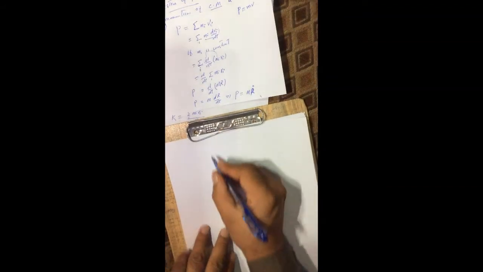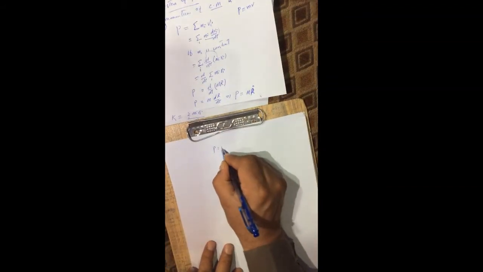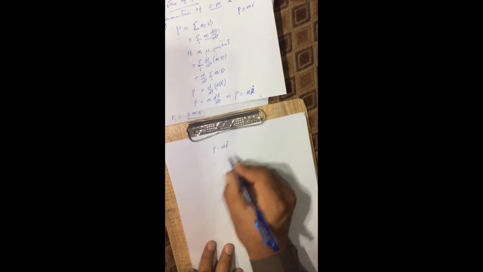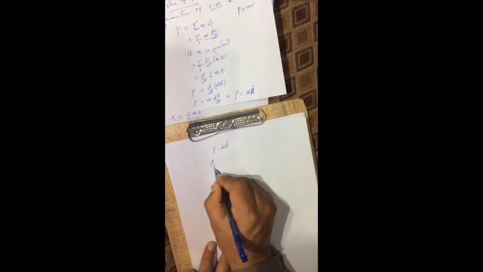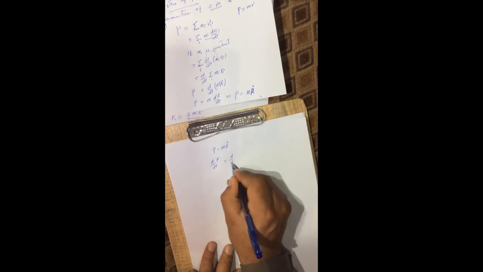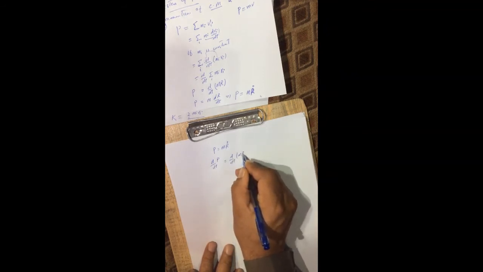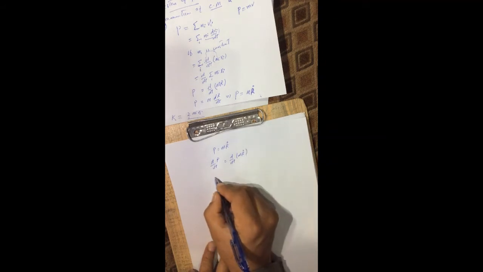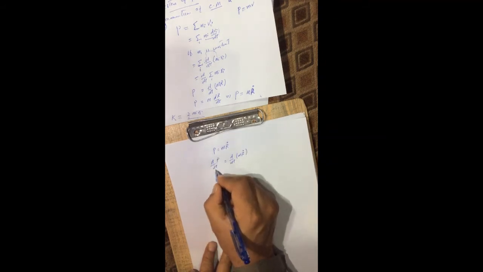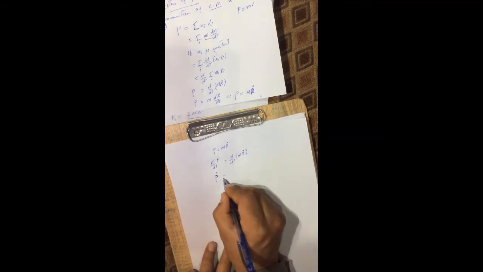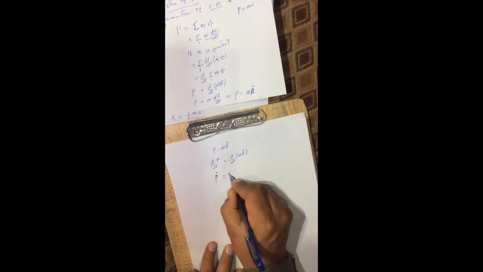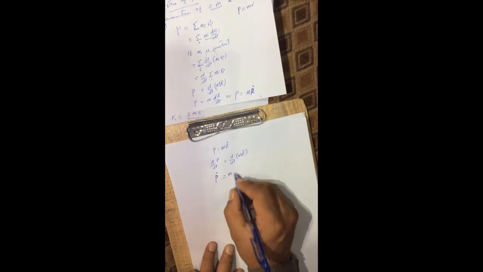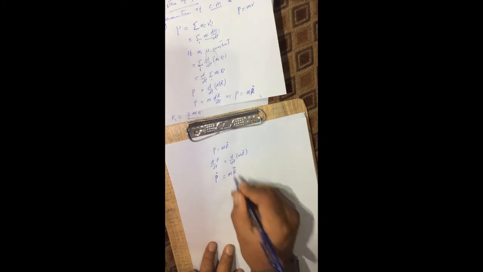If I take p is equal to m r dot, and take the derivative of both sides, dp over dt, then we have d over dt of m r dot. We have p dot here because dp over dt is represented by p dot, which is equal to m, and we have d r dot over dt, which is basically r double dot.